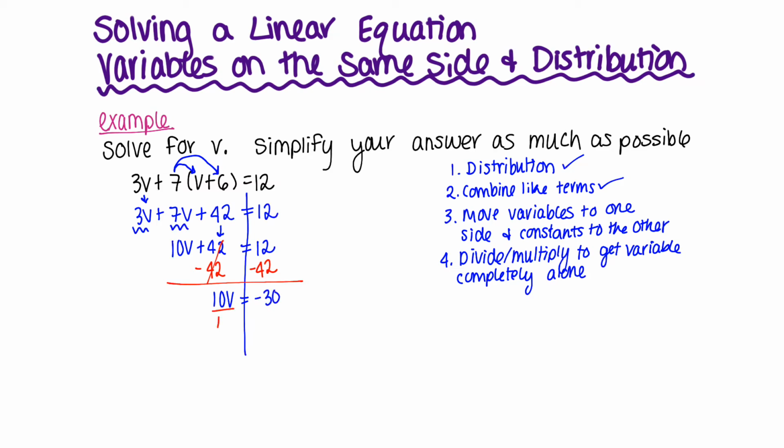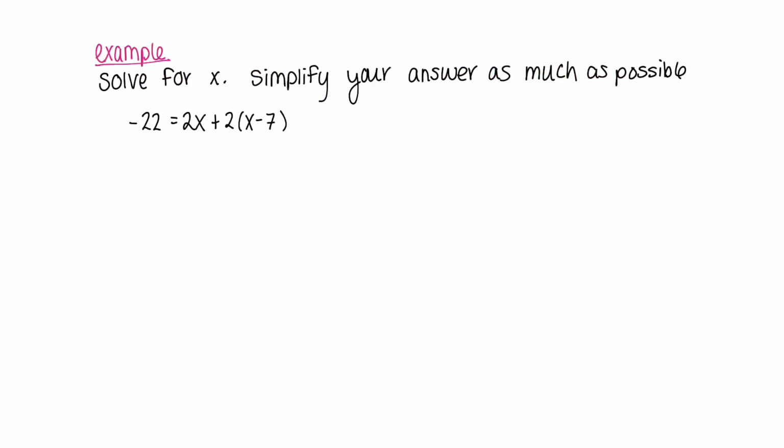To get v completely alone, in this case I am going to be dividing by 10 so that the 10s will cancel. Negative 30 divided by 10 will give me negative 3. So my final answer here is v equals negative 3. So I didn't check these off, but we did both of these steps as well. All right, let's go ahead and do another problem.